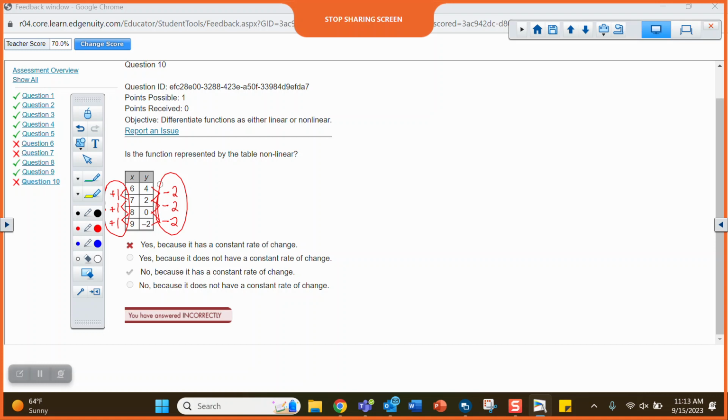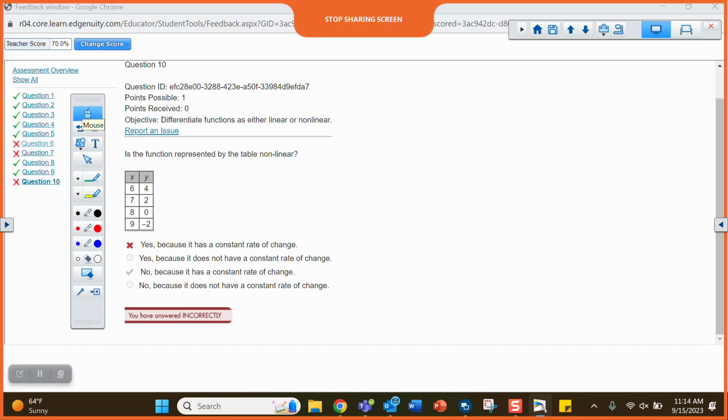So again, the question is asking if it's nonlinear. No, it is not nonlinear. And it's because it has a constant rate of change. That's a constant change in the x's and a constant change in the y's. The number does not have to be the same. So the question was, is it nonlinear? And it's not nonlinear. That's like a double negative, so that's a little confusing.